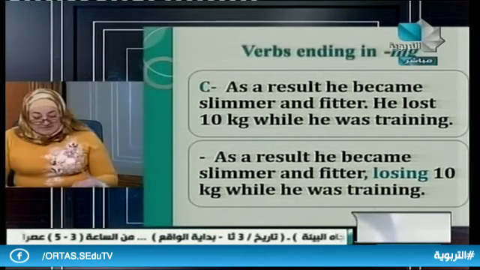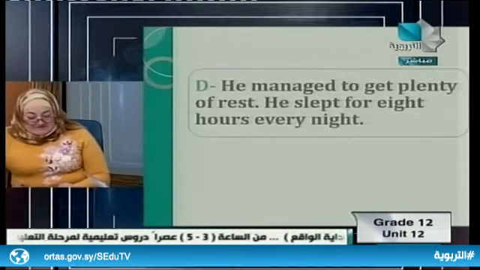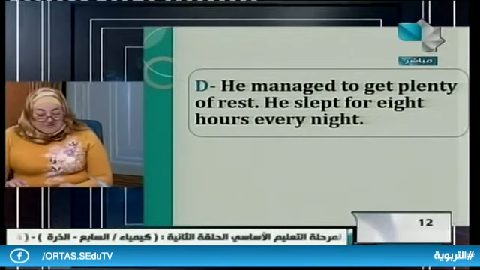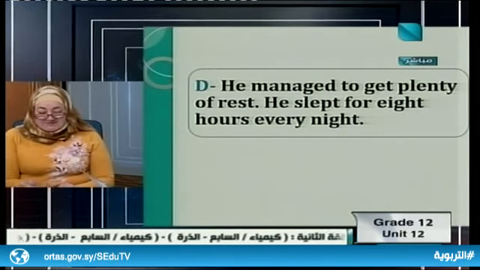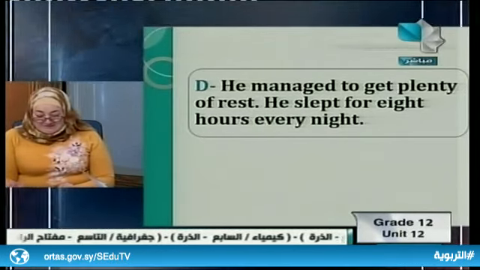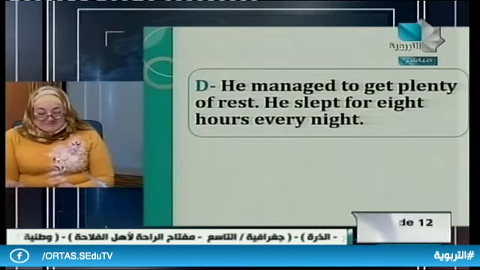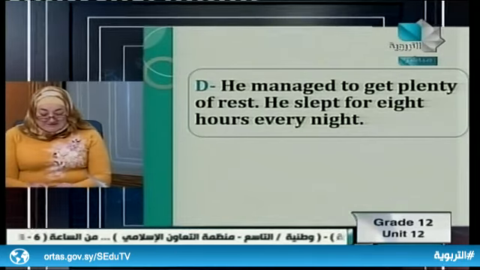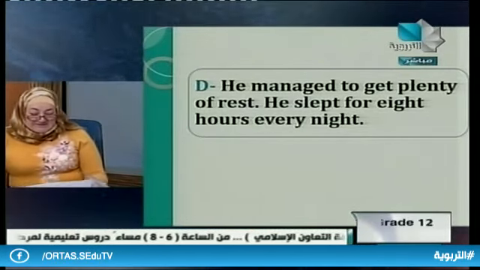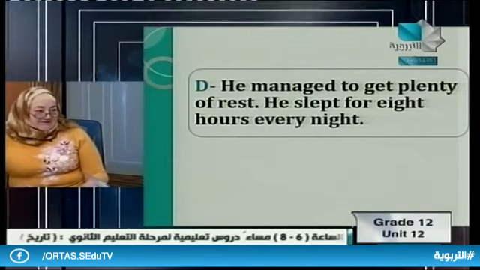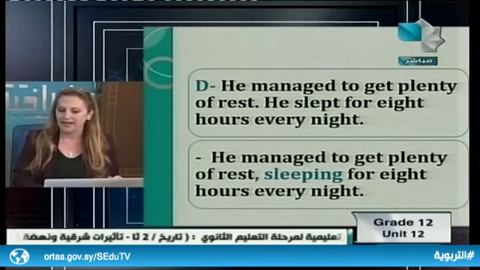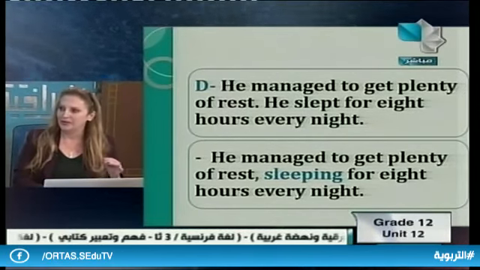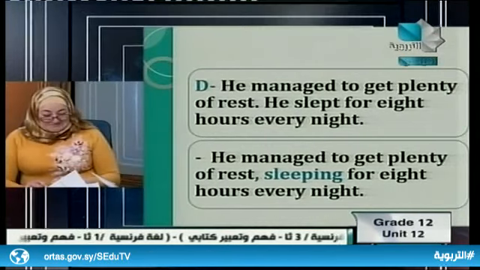One more: he managed to get plenty of rest. He slept for 8 hours every night. Two separate clauses can be made one by omitting the subject he, because repeating the same subject in two clauses is not very formal. So we omit he. Slept is returned into its base form, sleep, then we add the ing. The sentence will be: he managed to get plenty of rest, sleeping for 8 hours every night. We use sleeping instead of he slept, and we delete the full stop and put a comma. This is very necessary. Don't forget to delete the full stop.